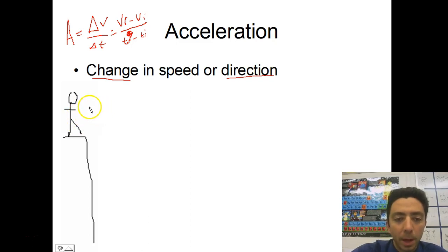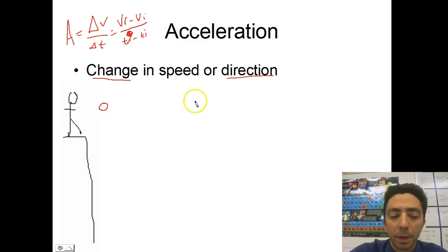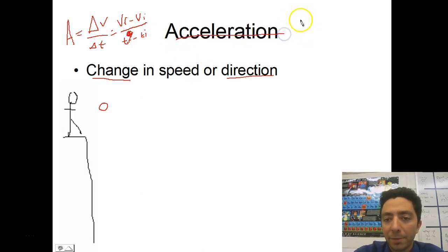A lot of these types of problems for acceleration, you're going to see something being dropped. So we've got this person, let's say they're going to throw a bowling ball off the cliff. They're just going to drop it right off the edge. Acceleration due to gravity is 9.8 meters per second squared.